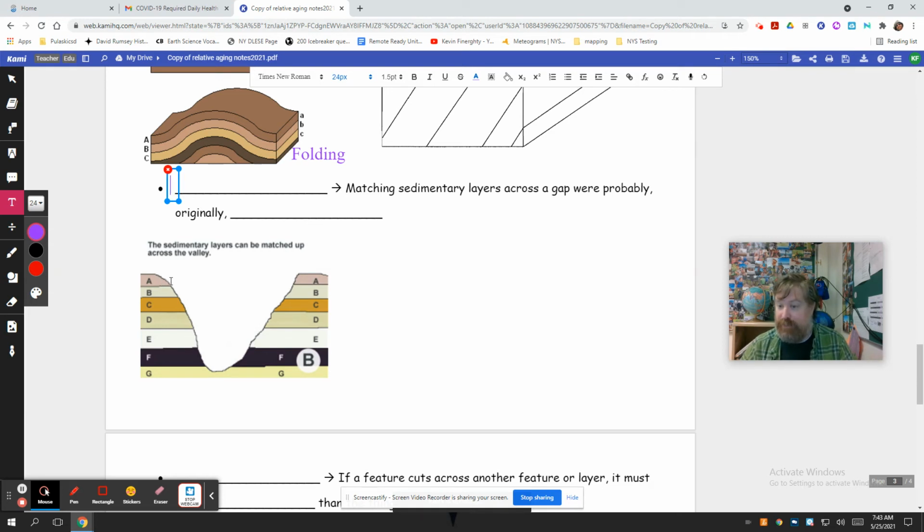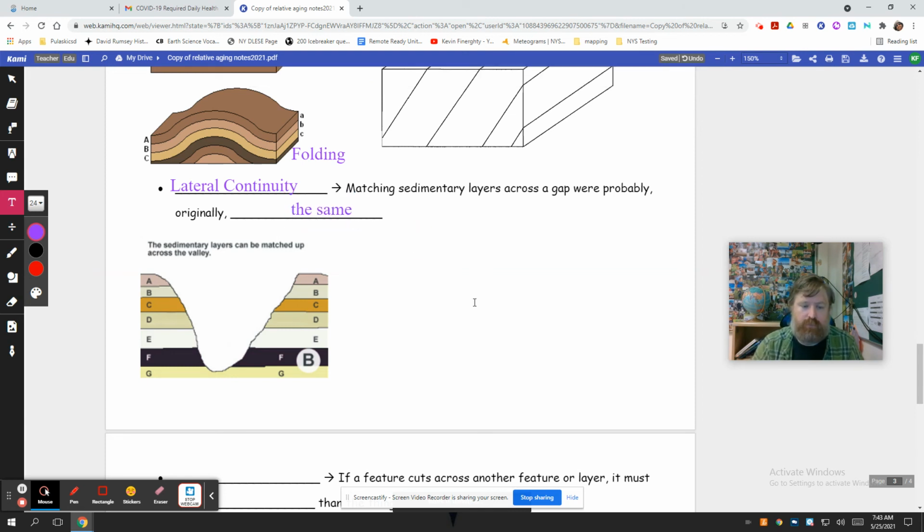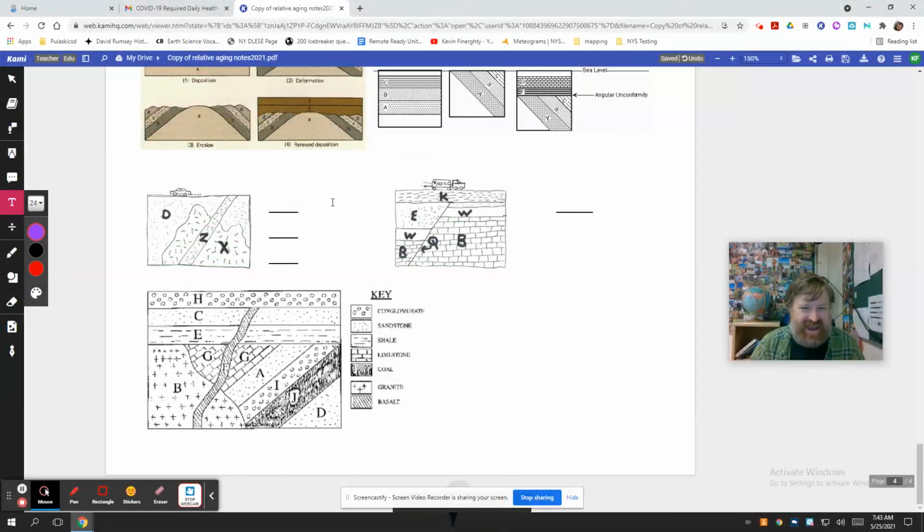So, enough babbling. We're not really going to use this rule a whole lot in this lesson, but it's out there. And it is called lateral continuity. Close one, right? Continuity. Looks right. Matching sedimentary layers across a gap were probably originally continuous, or like, the same. Let's say that. All right, I think we'll call it good with that. And again, if we make it to the correlation lab with some form online, then we'll bring this back up. But for doing these, that one really won't pop up a ton.